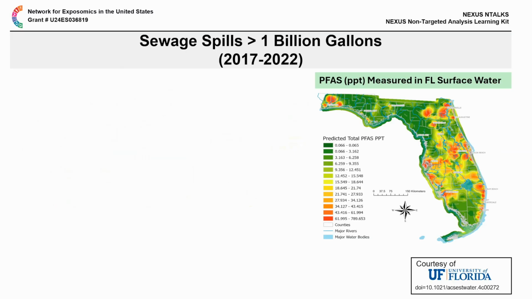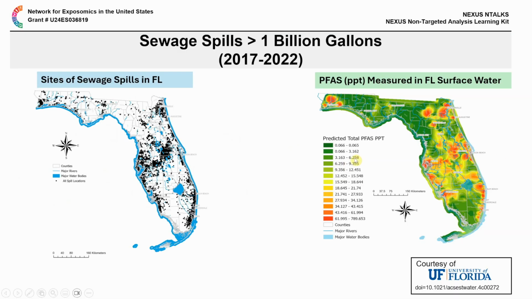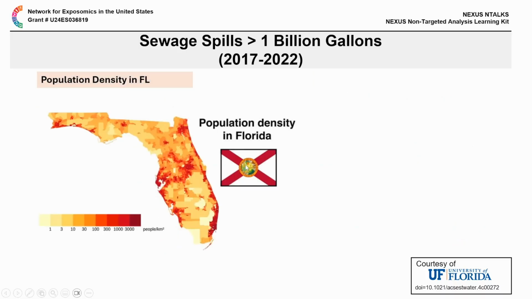So, for example, here is a map, also work done by the University of Florida under John Bowden's group, looking at thousands of surface water samples and the distribution of PFAS in Florida with this high-resolution map, looking at surface waters throughout Florida. And then if you look at the reported sewage spills in Florida, you can see that they map almost identically to PFAS, and we know that sewage has high levels of PFAS in it.